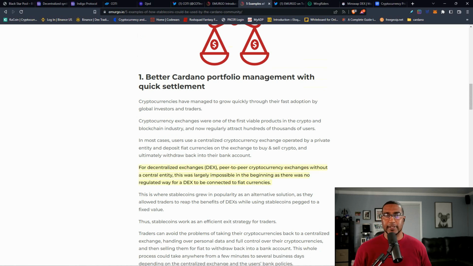So we're going to skip on down. For decentralized exchanges, DEX, peer-to-peer currency exchanges without a central entity, this was largely impossible in the beginning as there was no regulatory way for DEX to be connected to fiat currencies.